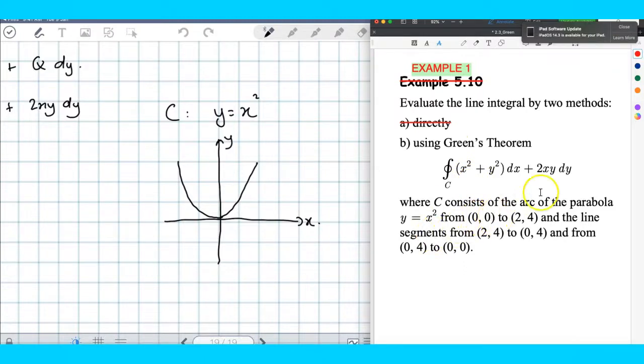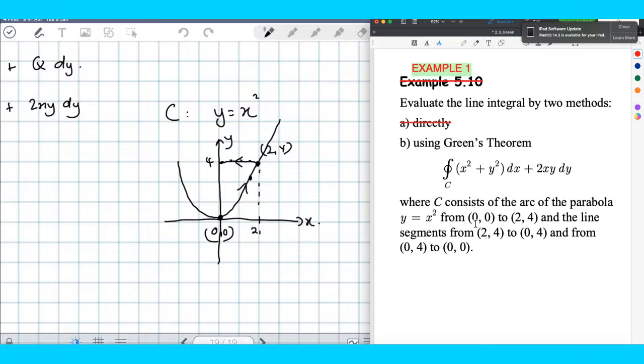From 0, 0, it consists of the arc of the parabola from 0, 0 to 2, 4. So 0, 0 is here, and let's say I put 2, 4 here, and this is 4. So the first C is in that direction. Then a line segment from 2, 4 to 0, 4. So we have this one.